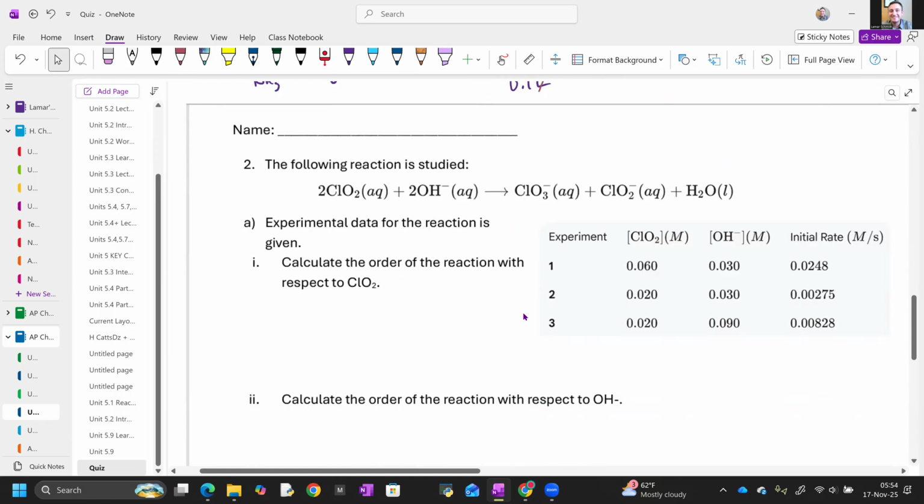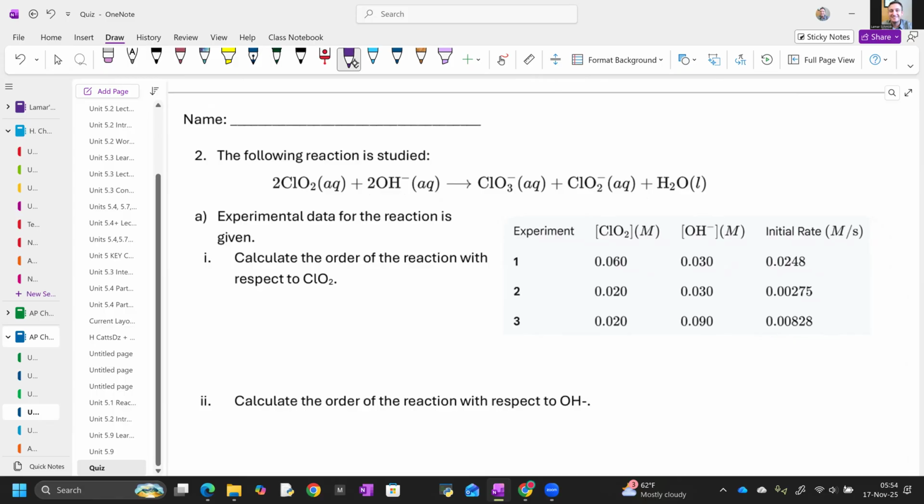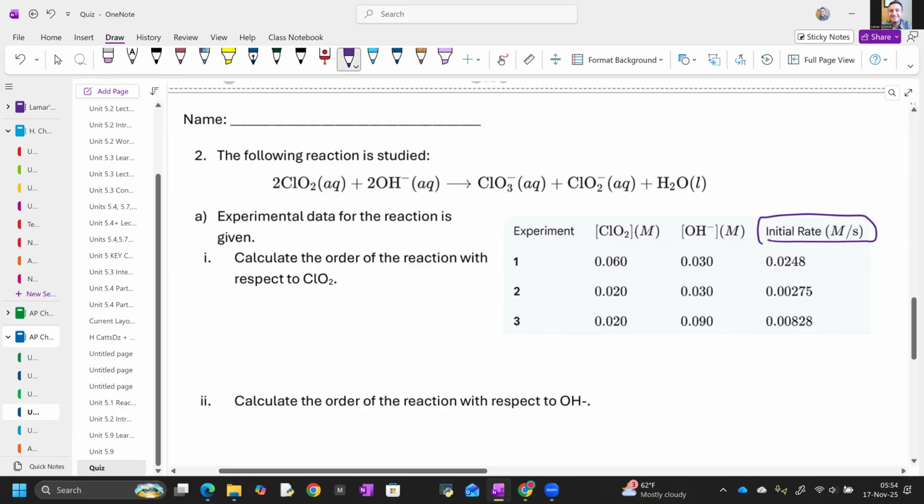All right, we go on to the next part, question number 2. What we're looking at is: the following reaction is studied, experimental data for the reaction is given, and we're supposed to calculate the order of the reaction with respect to ClO2. All right, and so what we're using here is the method of initial rates. Just in case you didn't know that, it says initial rates right here. So that's a big clue that we should be using that.